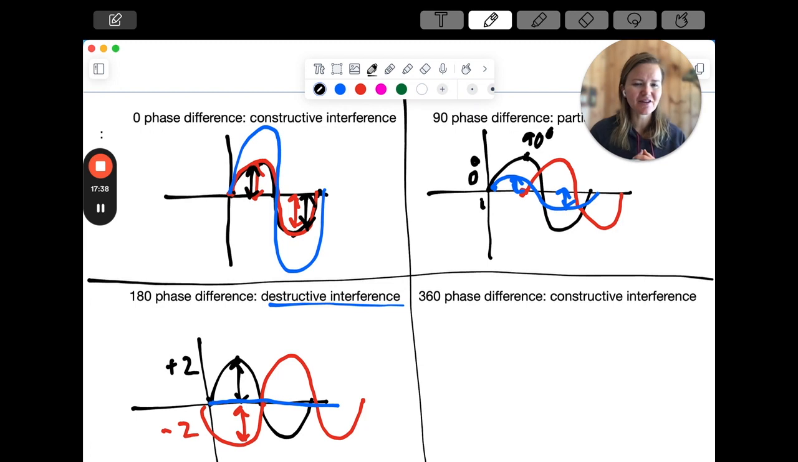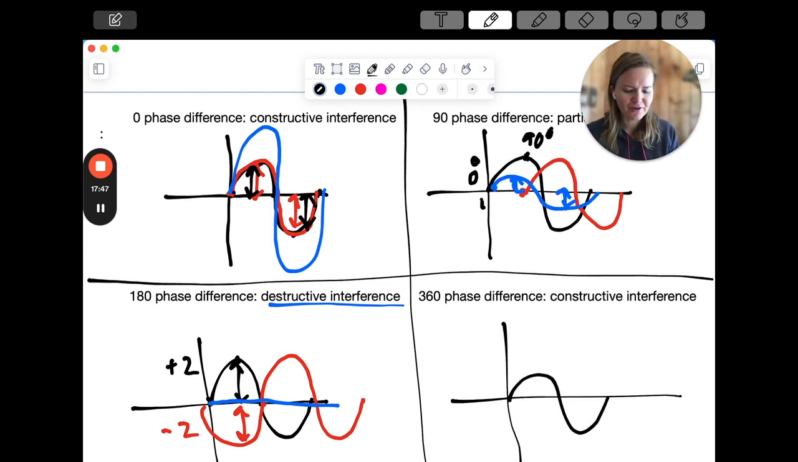Okay, lastly, let's take a look at what would happen if our waves were 360 degrees out of phase. So we said 360 degrees would be over here, right, on our wave. So that means our second wave is going to start at the end of this first wave. So it would look like this. Now, if we backtrack along that second wave, we're going to exactly trace over our first wave.